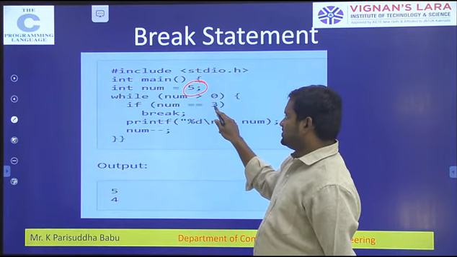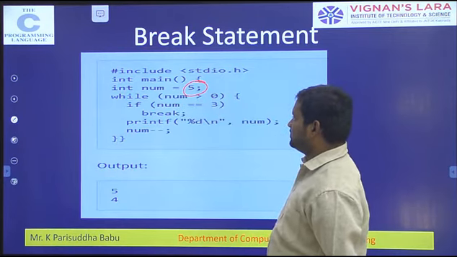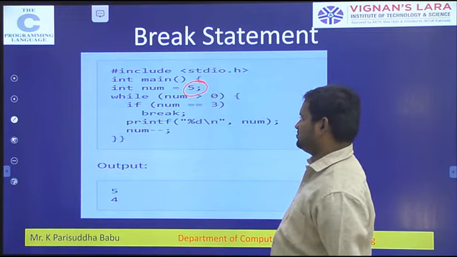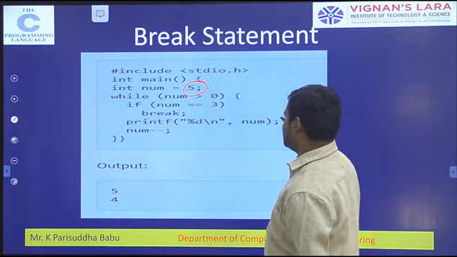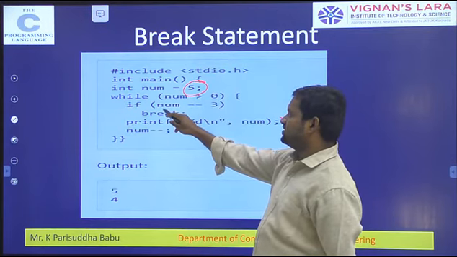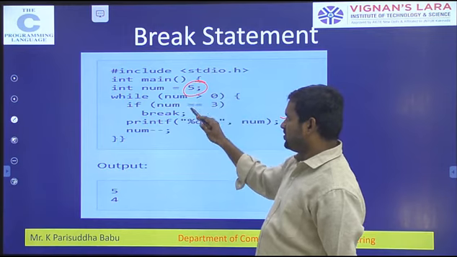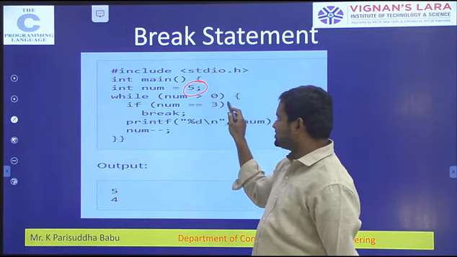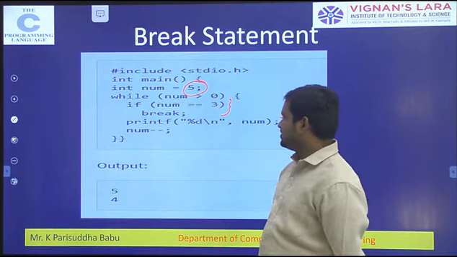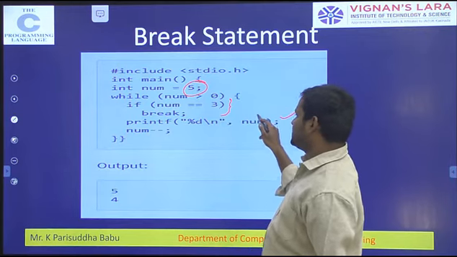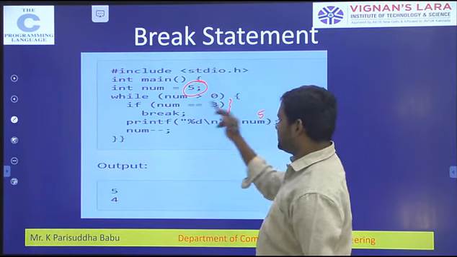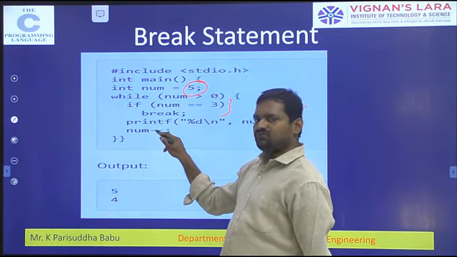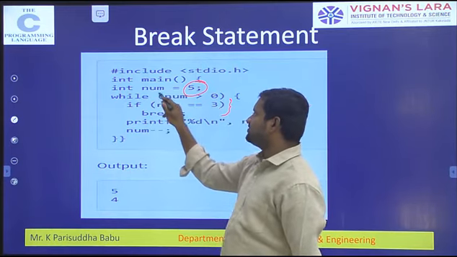If num == 3, what happens? Break the loop. Otherwise, print the number. What is the number? 5 will be printed at this particular time. 5 == 3? No. That means the break statement will be skipped. So printf prints num, 5 is printed. Then 5 is decremented by 1, giving 4. Now go to checking the while loop.